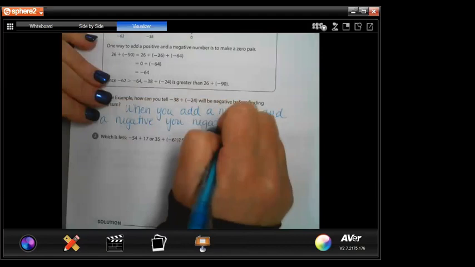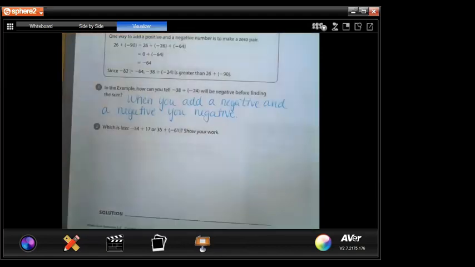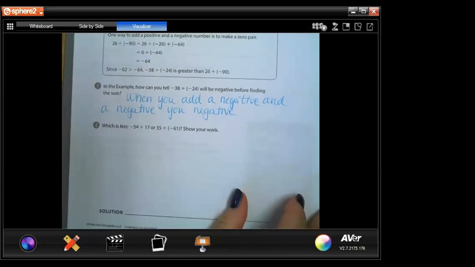Oh my goodness. Oh, phew. I got worried that I was going to lose everything right there.